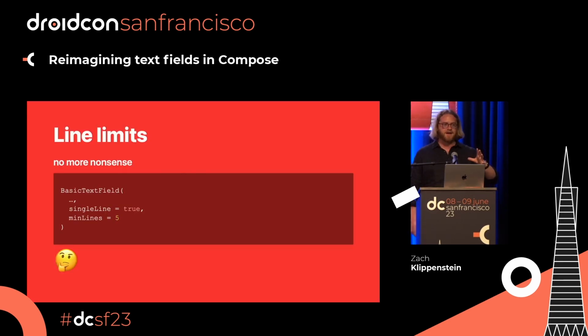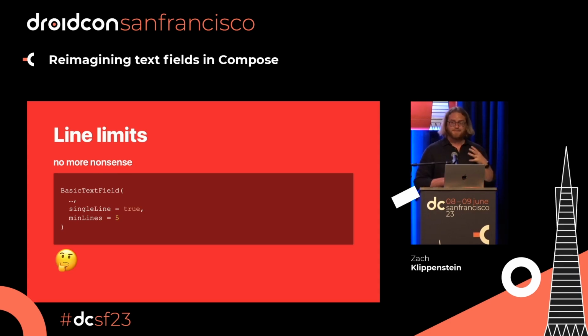Let's talk about a different API. Right now with basic text field, if you want to control the height of the field, you can pass in the min and max lines parameters. There's also a single line parameter though. So what's the difference between passing max lines 1 and passing single line true? There is actually a difference. It's not obvious at all.